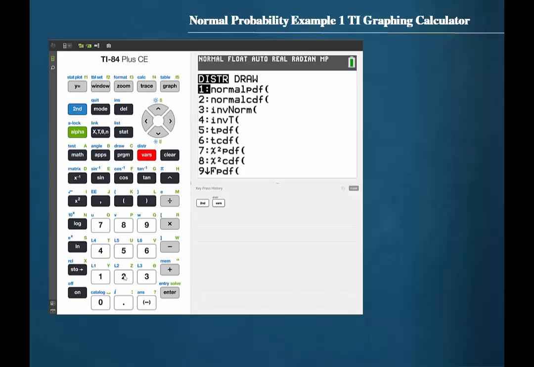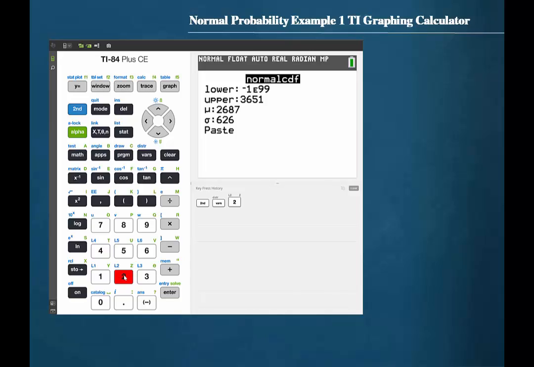So we'll press 2. In this case, we are looking for the area under the normal curve to the left of a given value. So we should use -1 E99 for our lower limit. For all practical purposes, this value extends the distribution past the point where significant probabilities would reside. Our upper limit is 3,651. The mean is 2,687. The standard deviation is 626.